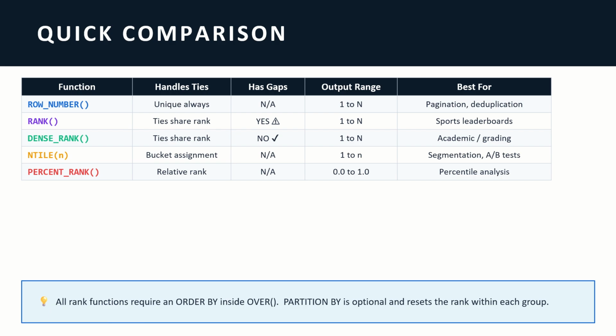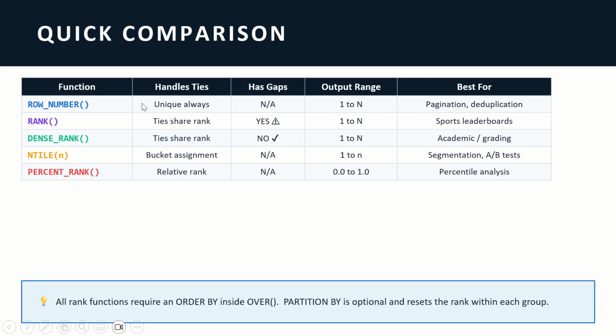Now coming to a quick comparison, the key rule for all of them is that you always need an ORDER BY inside the OVER clause. That is the key rule that you need to understand for all these 5 functions: row number, rank, dense rank, NTILE, and percent rank. However, PARTITION BY is optional, but you can use it if you want to rank the rows within each group. But if there is no need, you can skip PARTITION BY. It's not a mandatory clause, but you always have to use ORDER BY inside the OVER clause.